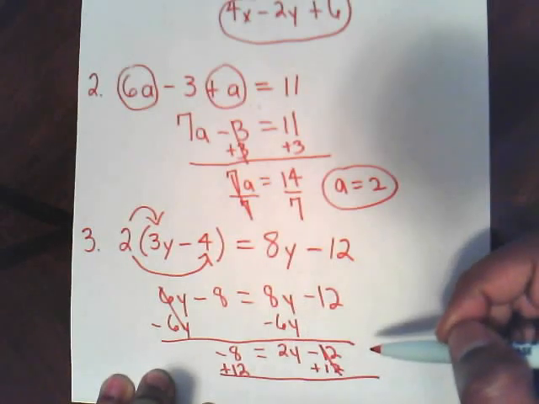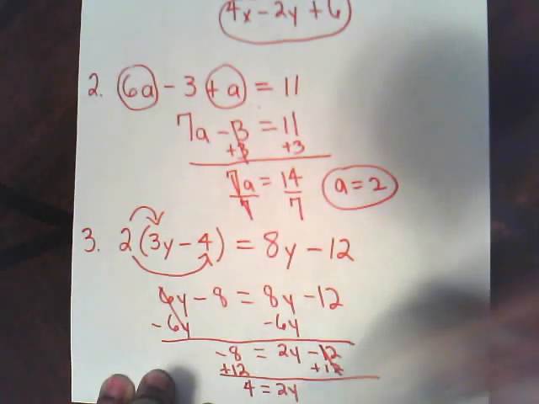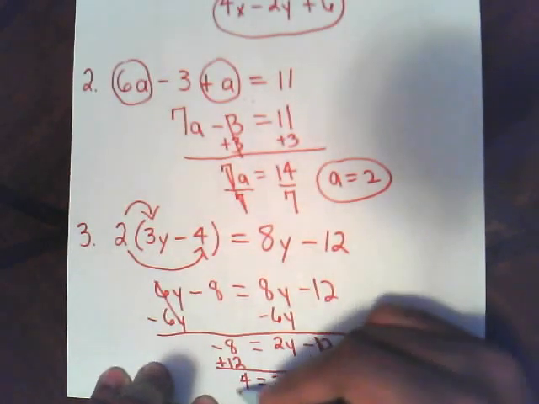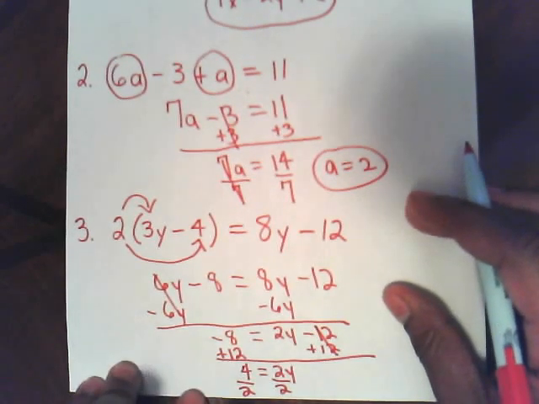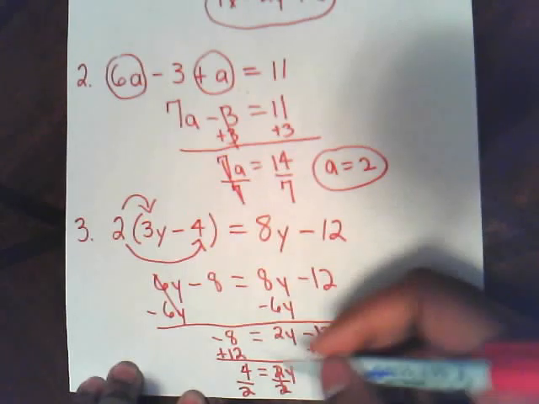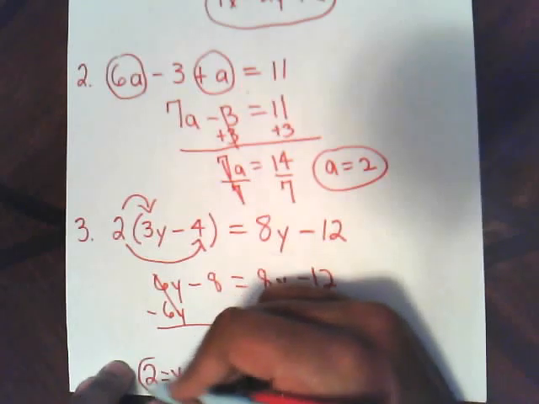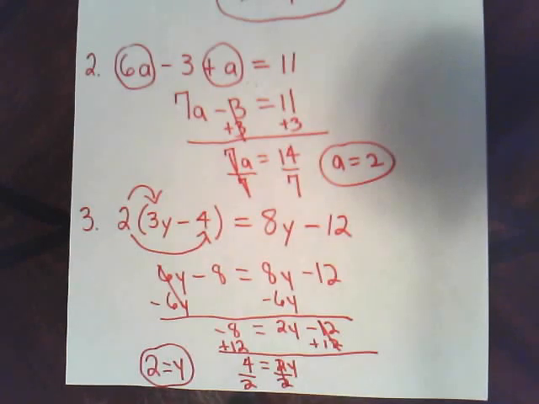Negative 8 plus 12 is 4. 4 equals 2y. We have a one-step equation, and so we're going to divide by 2 on both sides. 4 divided by 2 equals 2. So, y equals 2. Now, I know I may be going a little bit fast, but you do have the advantage of pausing and also rewinding. Okay, number 4.